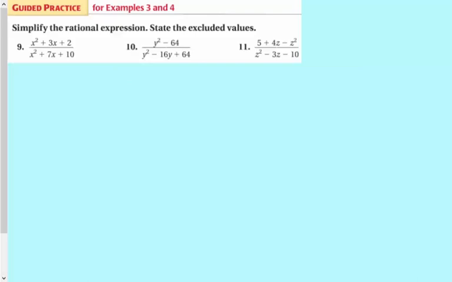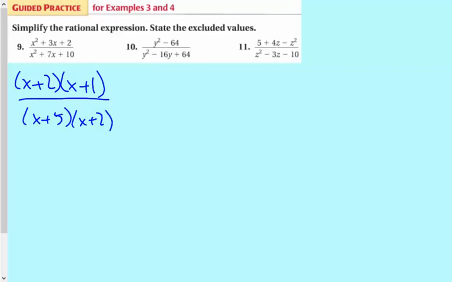All right, three more for you guys. In the numerator, two numbers that multiply to +2 but add to +3 are +2 and +1. Two numbers that multiply to 10 but add to 7 are x plus 5, x plus 2. So the excluded values are -5, -2. Those reduce, and you have your final answer of x plus 1 over x plus 5.